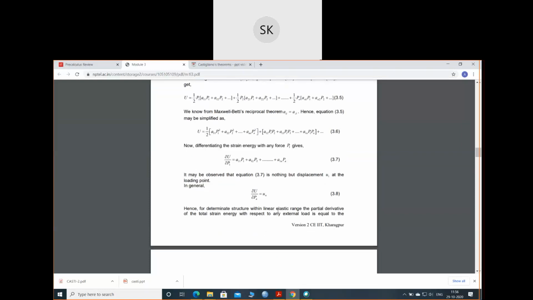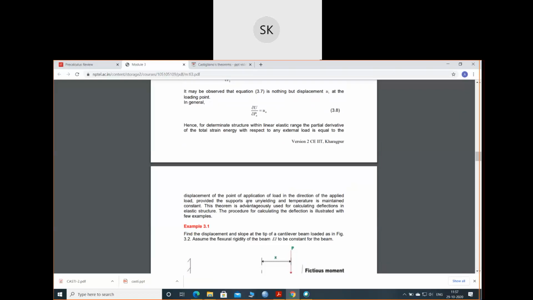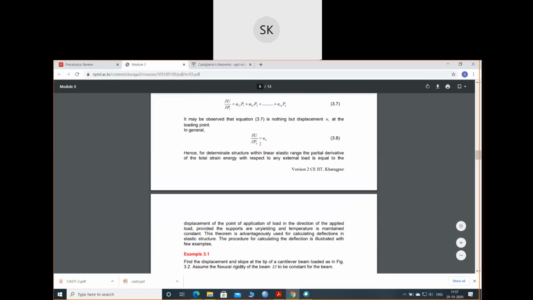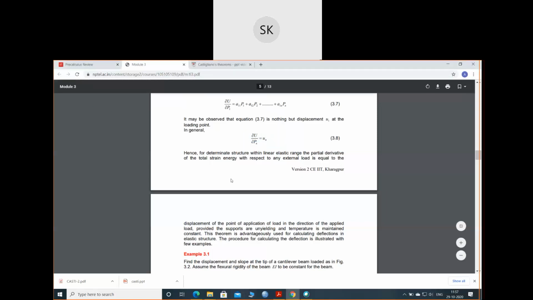Hence for determining structure within the linear elastic range, the partial derivative of the total strain energy with respect to any external load is equal to the displacement of the point of application of the load in the direction of the applied load. So this is your Castigliano's theorem. This is the main equation of this theorem: your deflection will be the partial derivative of the strain energy of the structure divided by the partial derivative of that load. Okay.